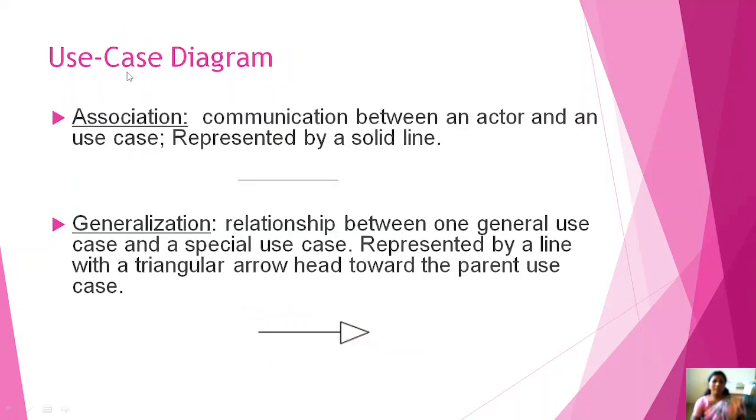There are various relationships in our use case diagram. One such relationship is association. Association is represented by a solid line. It shows the communication between an actor and a use case. Next comes generalization. Generalization is represented by a line with a triangular arrowhead towards the base use case. It provides the relationship between one reusable use case and a special use case.